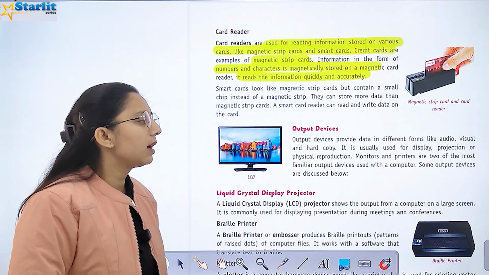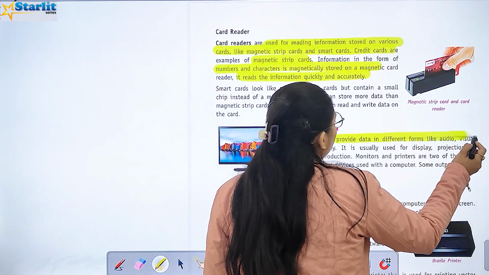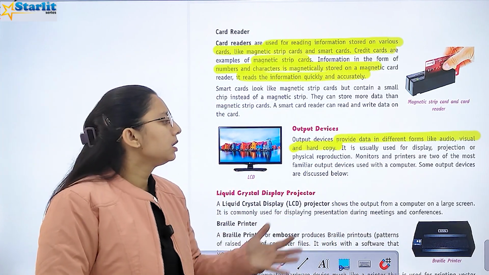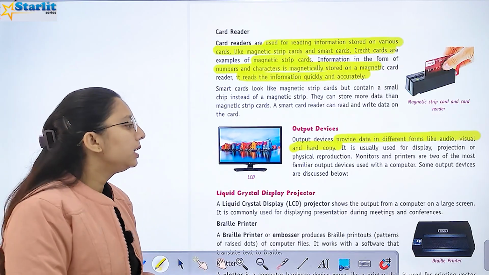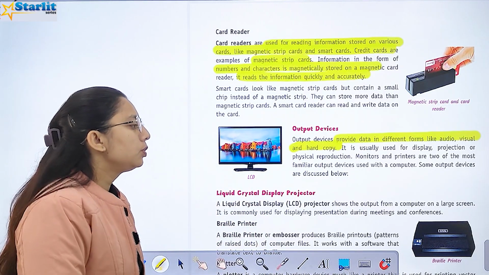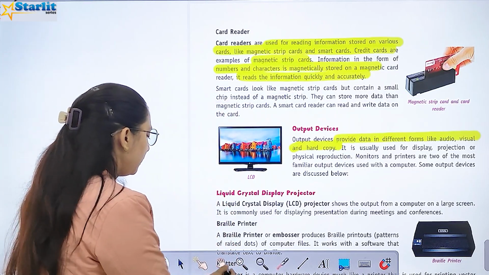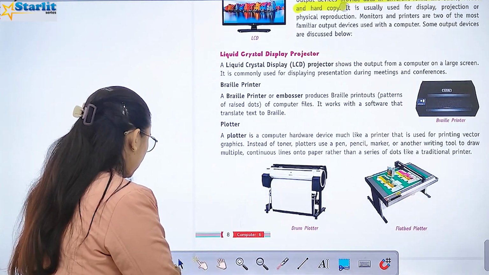Then we have output devices. What are output devices? Output devices provide data in different forms like audio, visual and hard copy. It is usually used for display, projection or physical reproduction. So monitor and printer, they are the two most familiar output devices which we use with the computer. Some output devices are discussed below, like we have LCD, that is liquid crystal display projector, right?